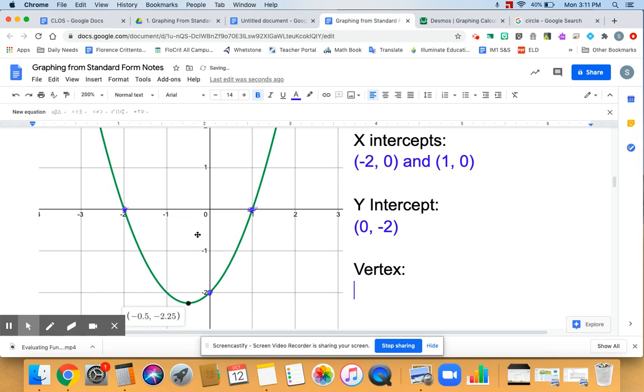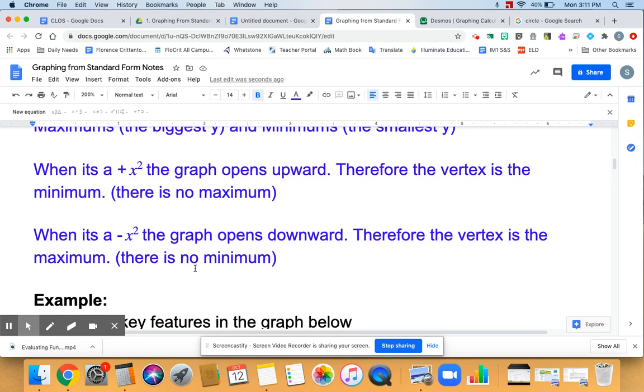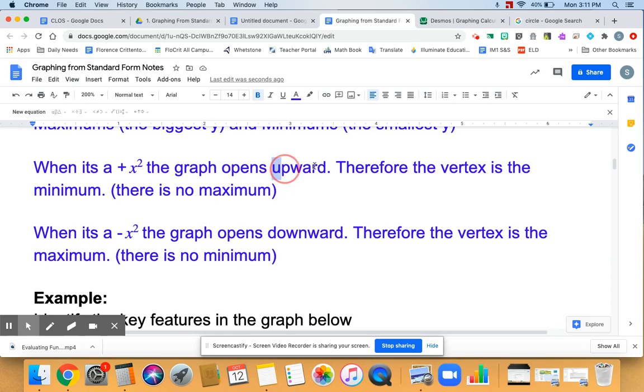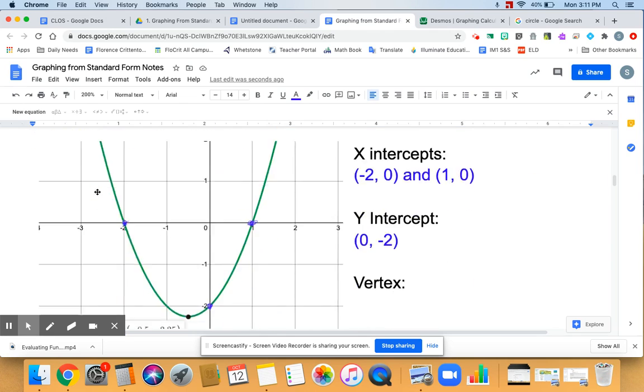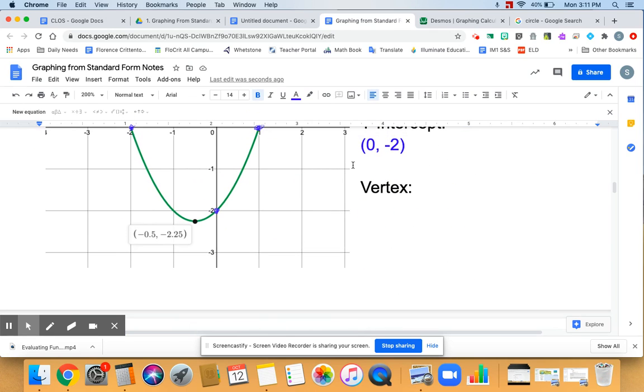Then my vertex this time. So is this graph opening downwards or upwards? It's opening upwards, and if you scroll up, if it's opening upward, then the vertex is a minimum, which means the vertex right now is a minimum.